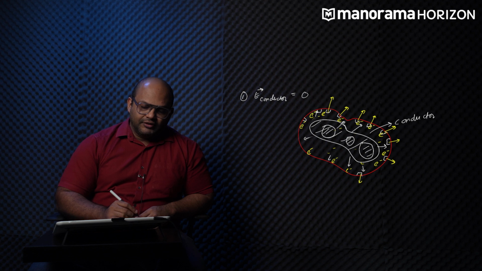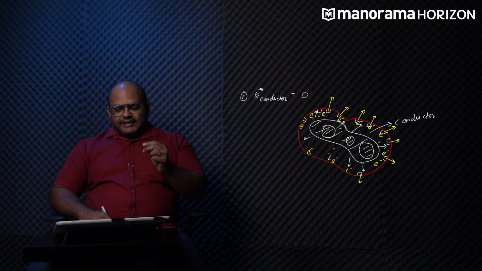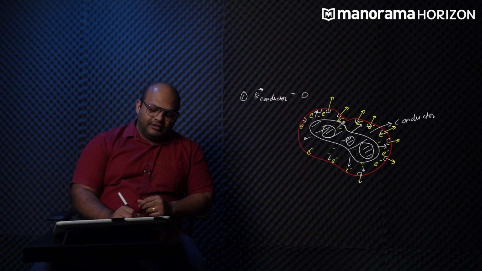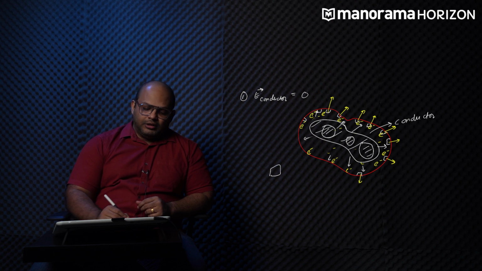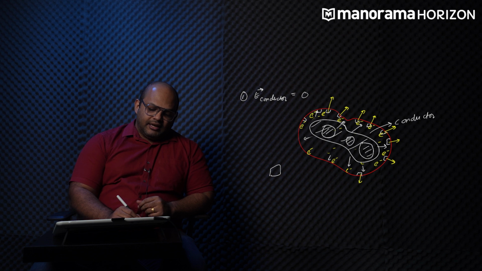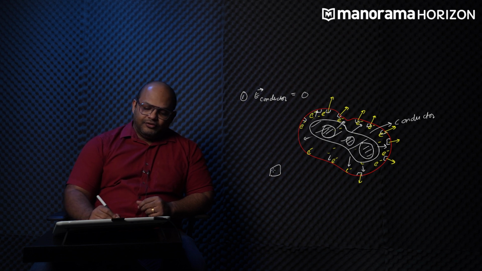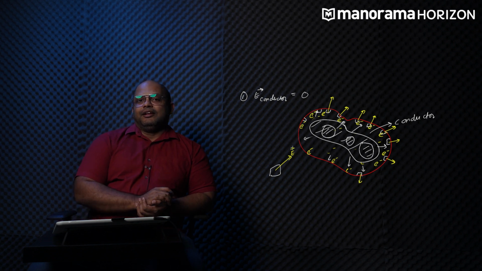And the reason for this is simple. Let us say that the electrical field is not perpendicular. So here you have an area element, and let's say that the electrical field is not perpendicular, it is at an angle to this area.